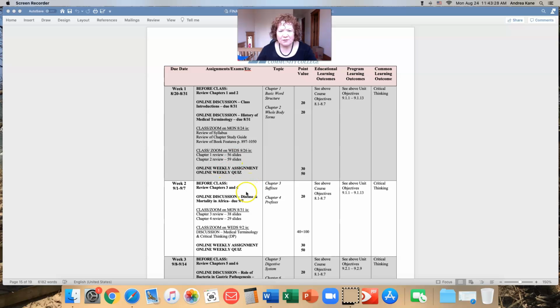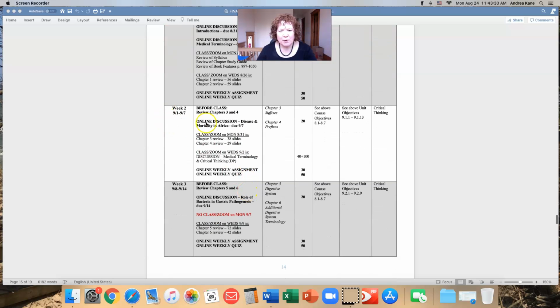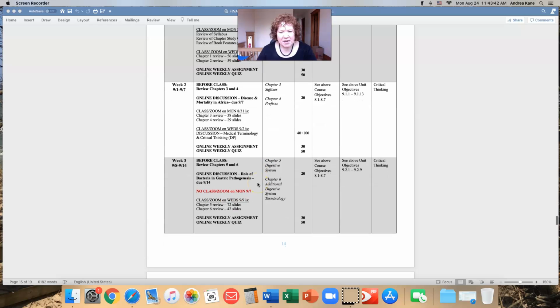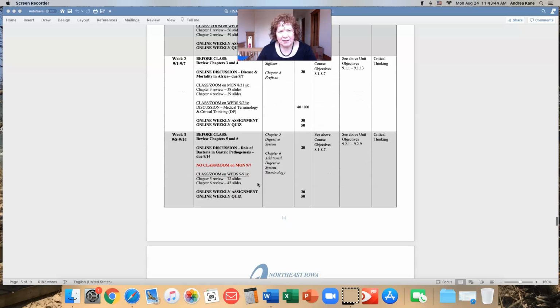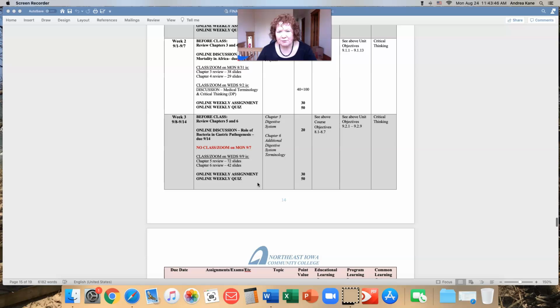And then it just goes on from there. Week 2 will be chapters 3 and 4. It tells you what they are about, how many points are involved. It will tell you about course objectives and all of that. And then it just keeps going on down from there.